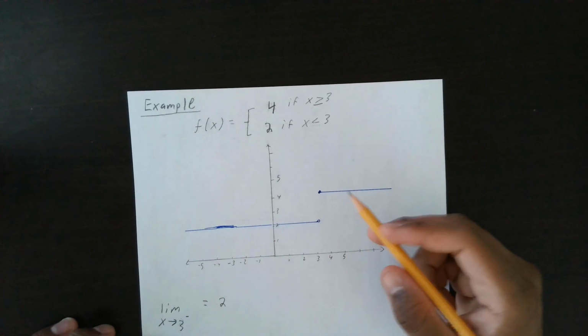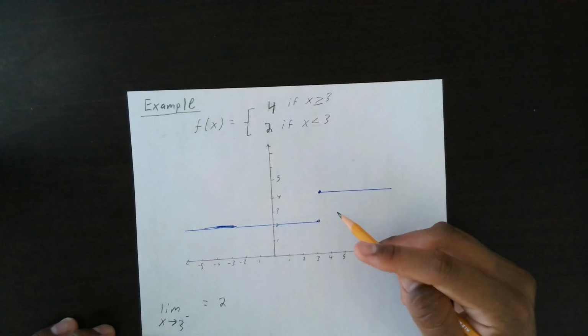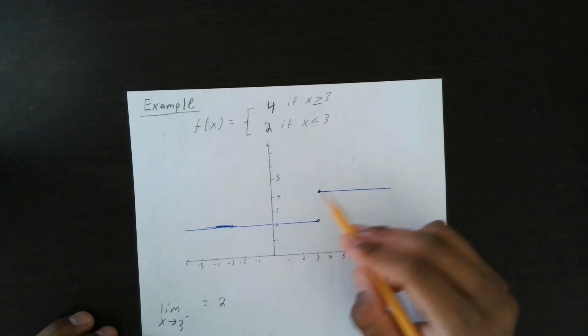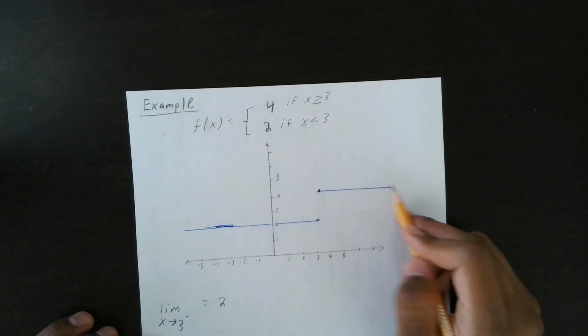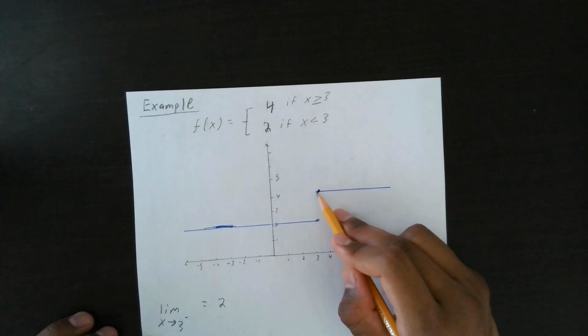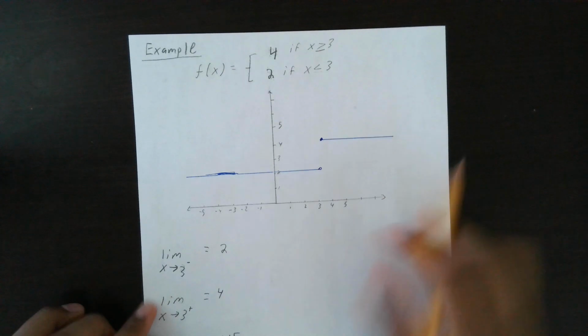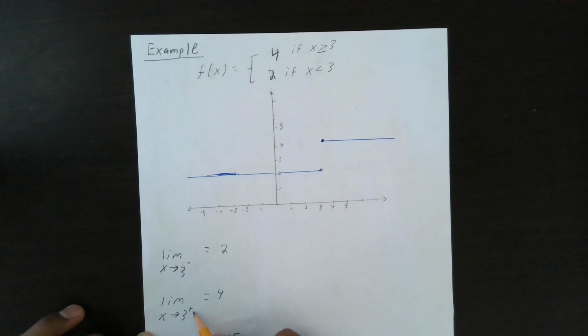Now what is the y value that we approach as we get closer and closer to x equals 3 from the right? Let's see. Over here it's all y equals 4. So that means our limit as x approaches 3 from the right side is 4.